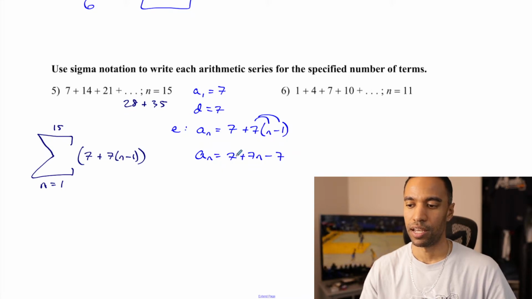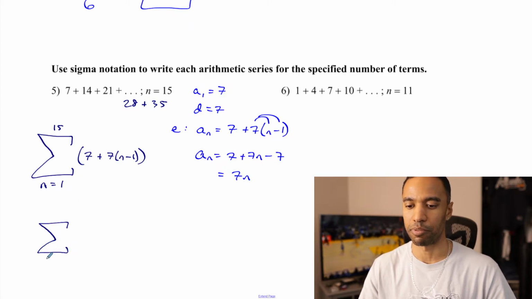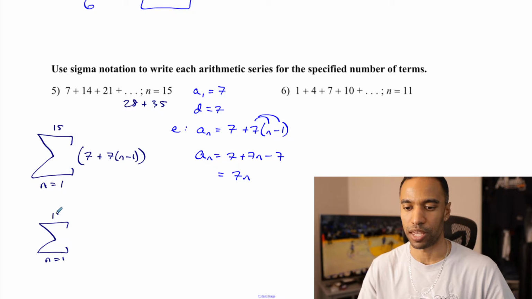That's more 7s than I need. And 7 minus 7 is 0, so this would just be 7n. So there are 2 different answers you could write here. This one is actually even better simplified than it normally ends up because those terms canceled. But this becomes 7n right there.